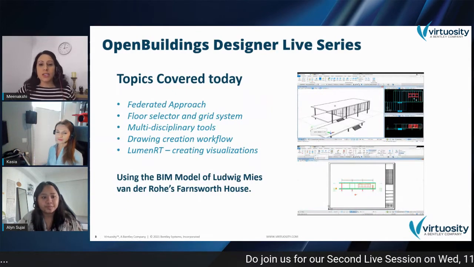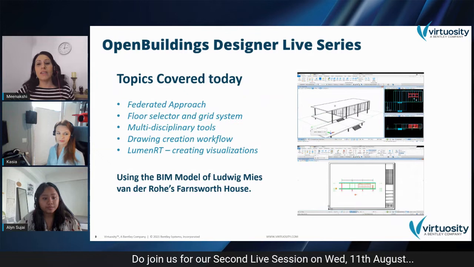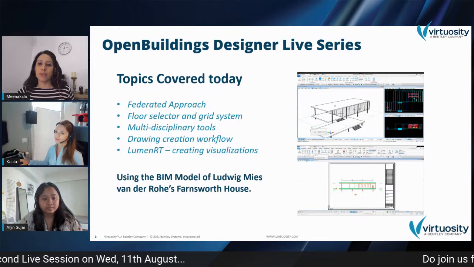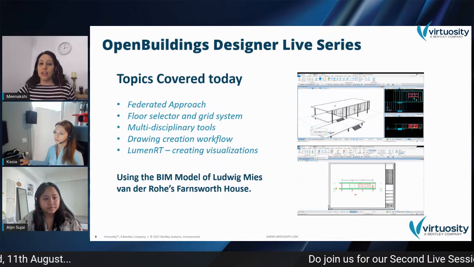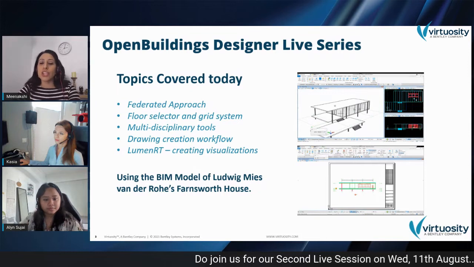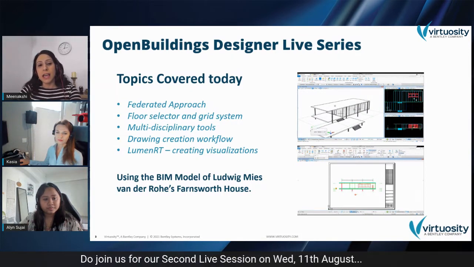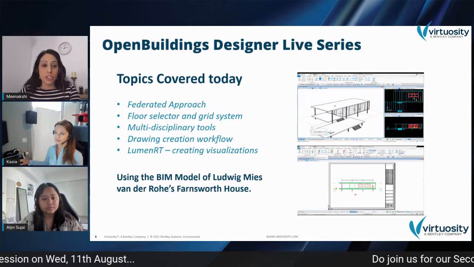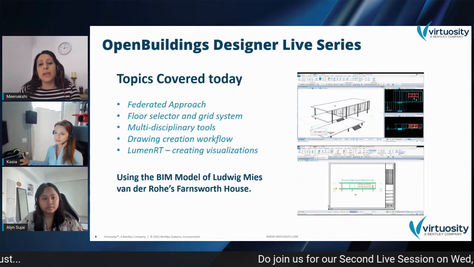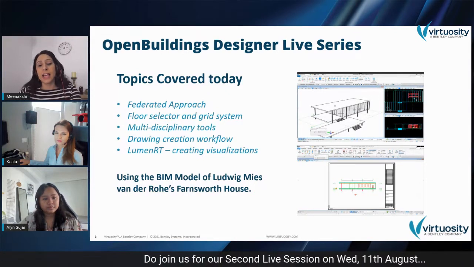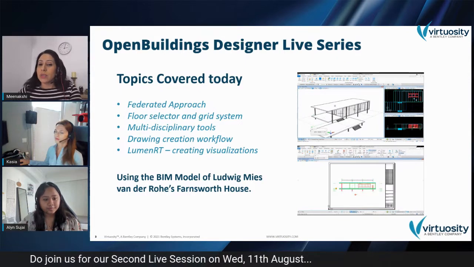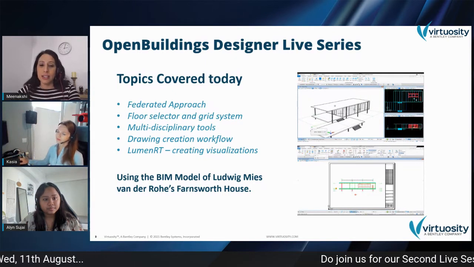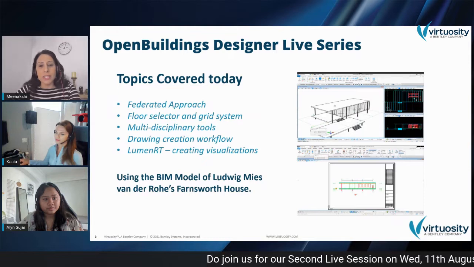As this is our first session, and it's about starting our journey with Open Buildings and creating a very basic building from scratch, Kasia will cover the following topics, demonstrating on the complete BIM model of the famous Farnsworth House by Mies van der Rohe. She'll be talking about the federated approach, and how it can ease coordination between different team members and different disciplines; the floor selector and grid system, the basics of setting up the skeleton of any project; and the multidisciplinary modeling tools for architecture, structural, mechanical, and electrical. She'll also show us why she recommends having different files for creating drawings. And lastly, she'll show us LumenRT, how to easily create visualizations in OBD's companion app.